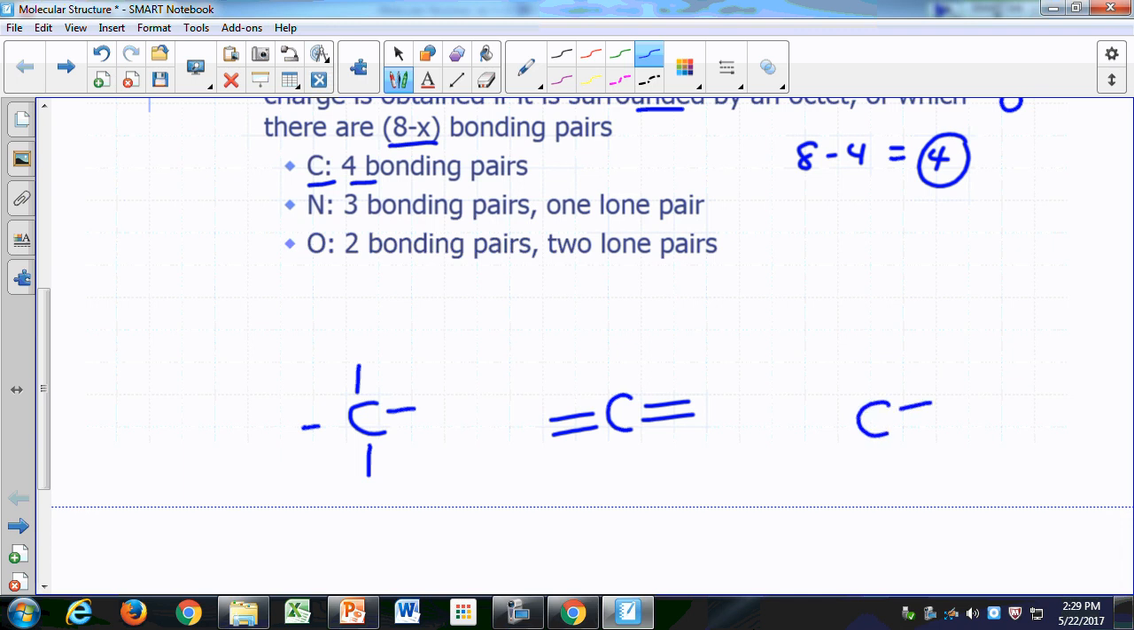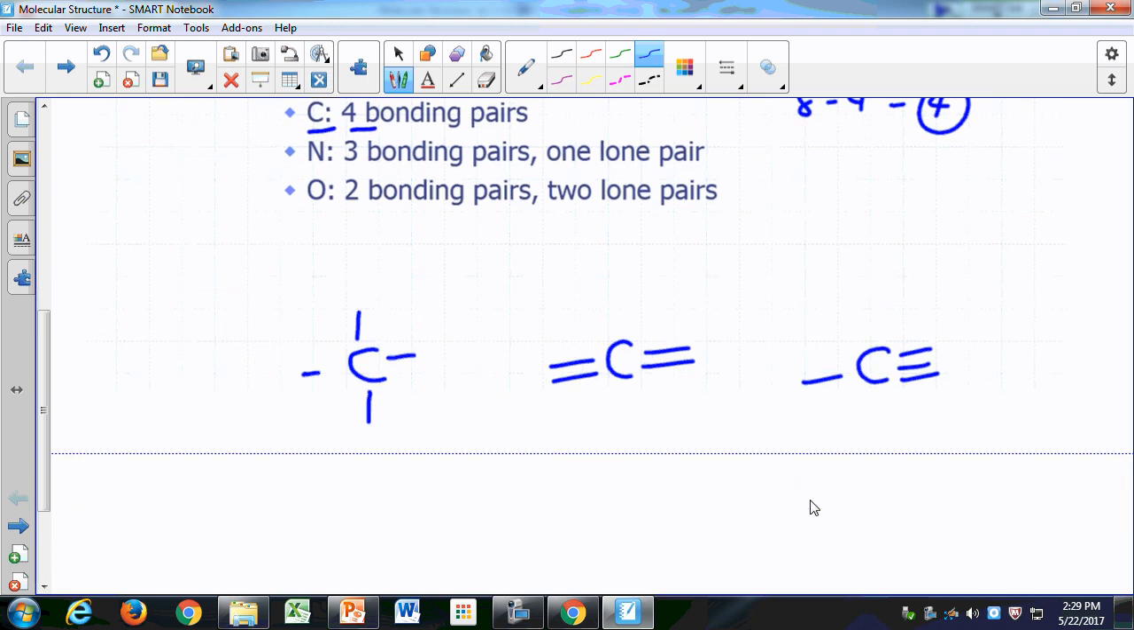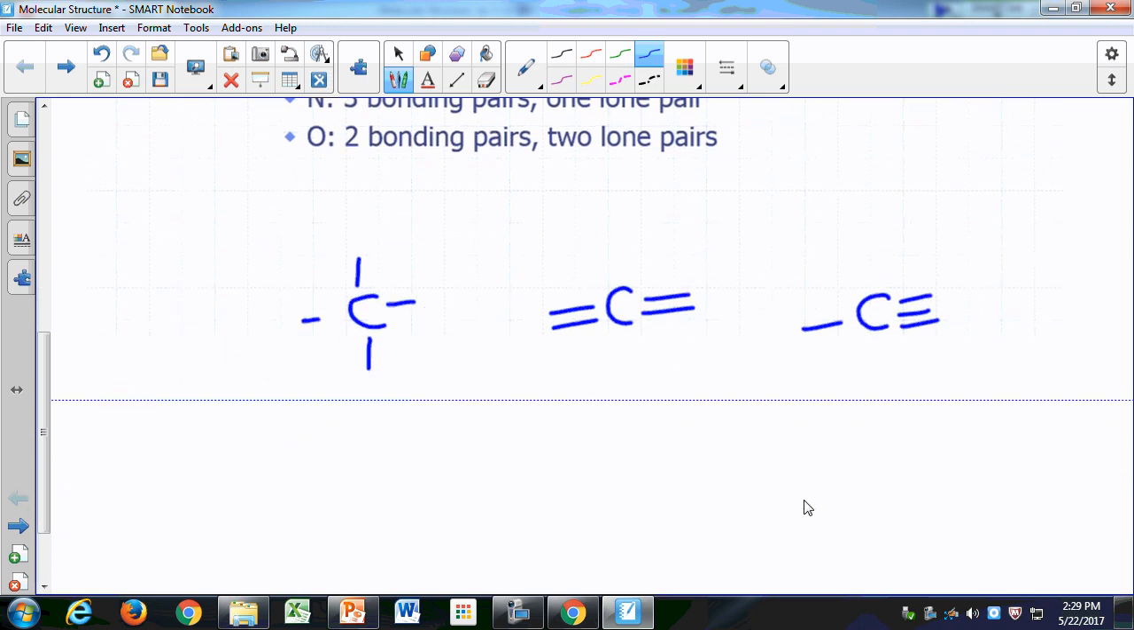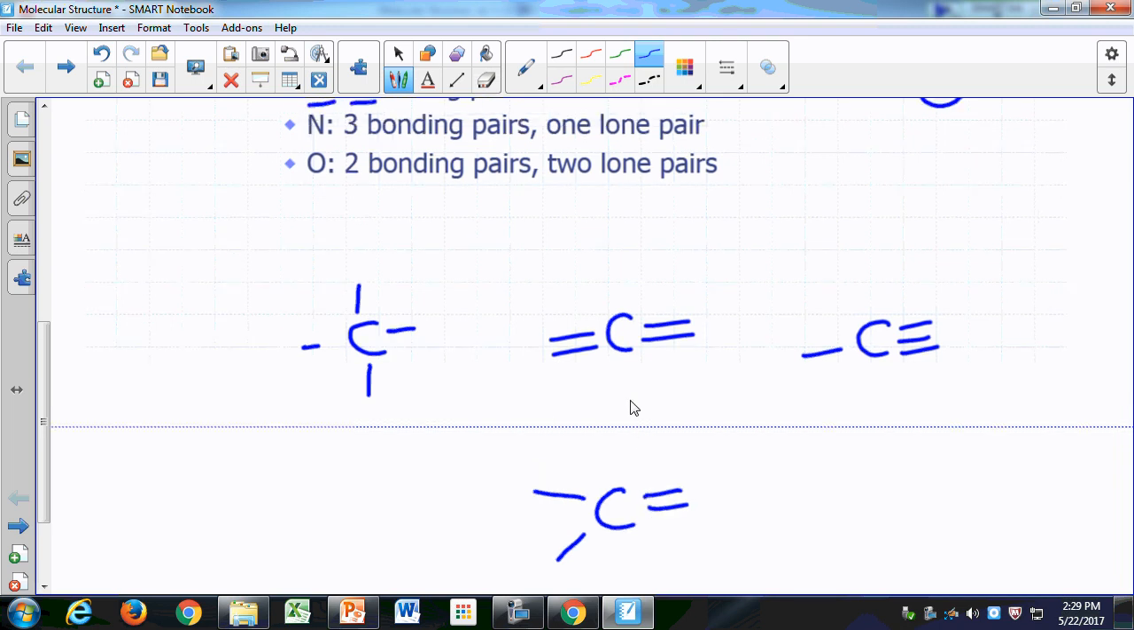Or you can have a triple and a single. That's still 4 bonding pairs. Or you can have a double and 2 singles for carbon. So those are the typical bonding patterns for carbon. It's quite a versatile atom as far as being able to link up with other atoms.